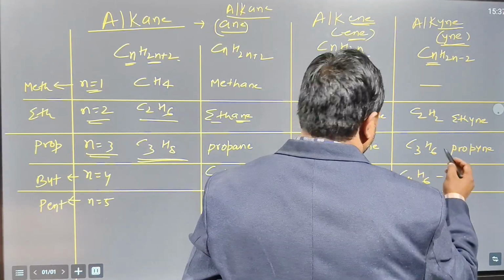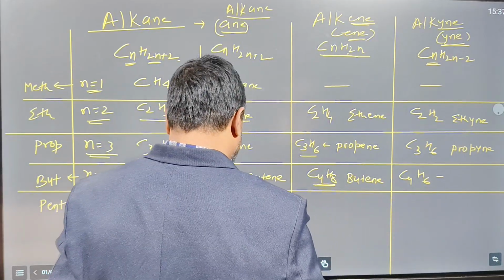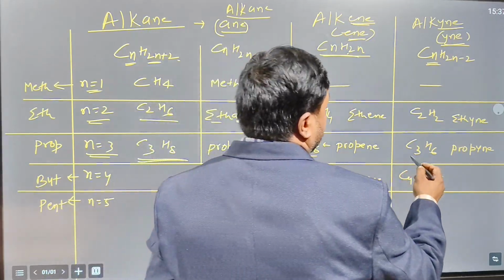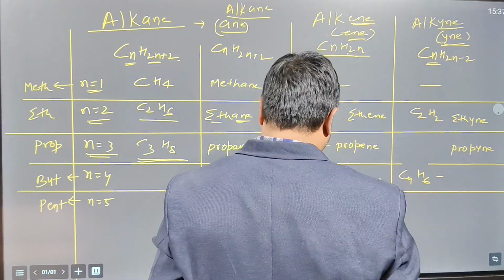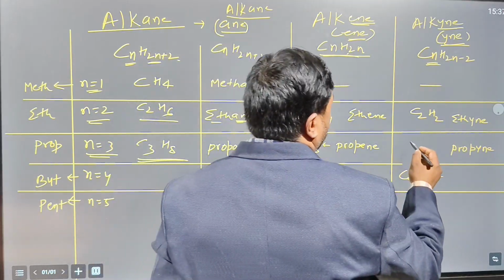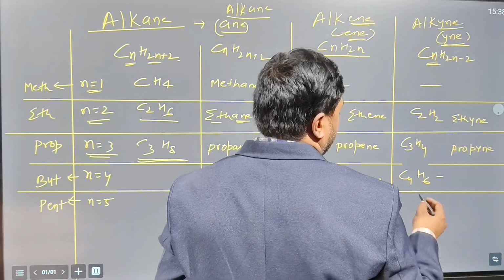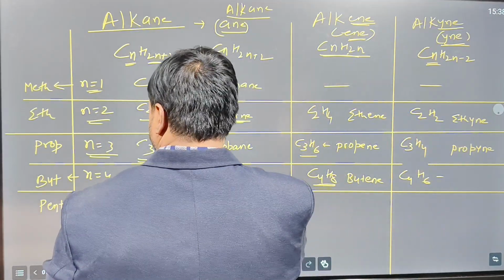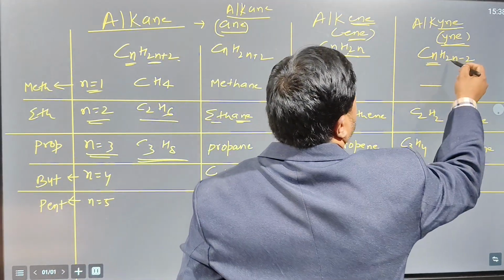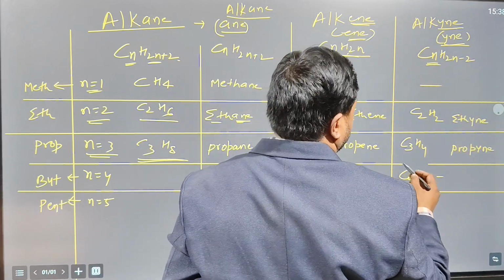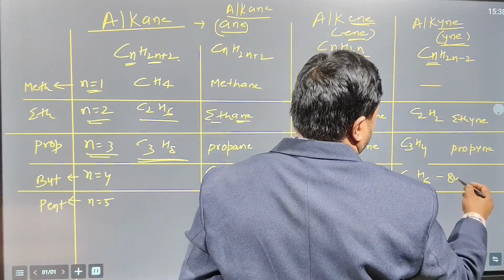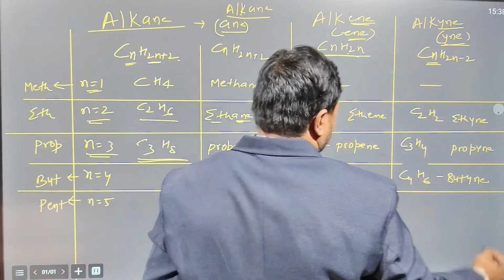Sorry, a mistake is there, you can see here. In case of propyne, what is the formula? C3H2 into 3 minus 2, that is C3H4. Here, put n is equal to 4: C4H2 into 4 minus 2, that is C4H6. That is what? Butyne. Yes or no?